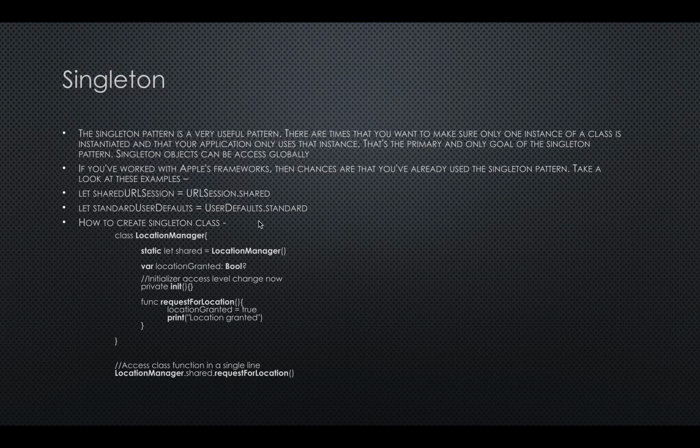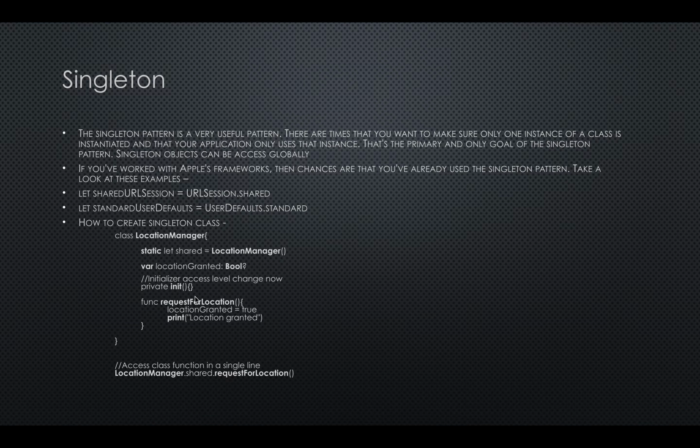So how do you create a singleton class? This is how you create a singleton class. Class LocationManager. You have to create a static shared variable. This is the variable through which you will be accessing any function of this class. This is just some other variable, and then you have to write a private init function. This is the function which makes sure that your class is not being overridden. You can never create a new instance of the class, so you have to create a private init.